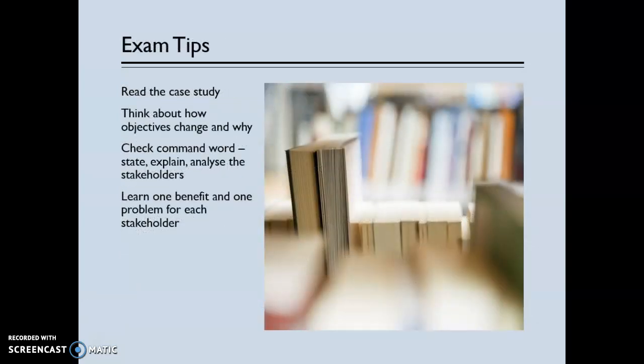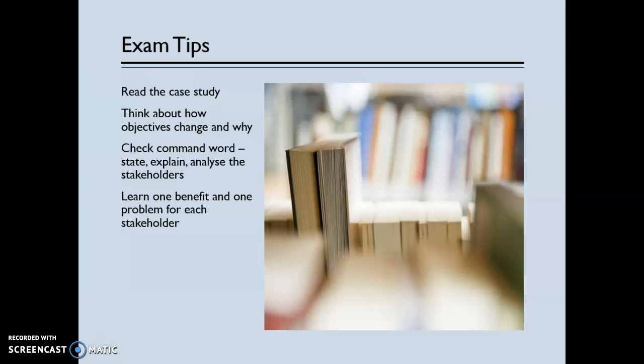So with this section, exam tips here, obviously read the case study, know what you're talking about, know the stakeholder group, know the aim or objective that they're trying to achieve. Think about how and why those objectives change over time, and it might be that you need to justify or recommend what happens next. Check the command word you're dealing with. So is it state, is it explain, or is it analyze the stakeholders? State is straightforward. Owners. End of.